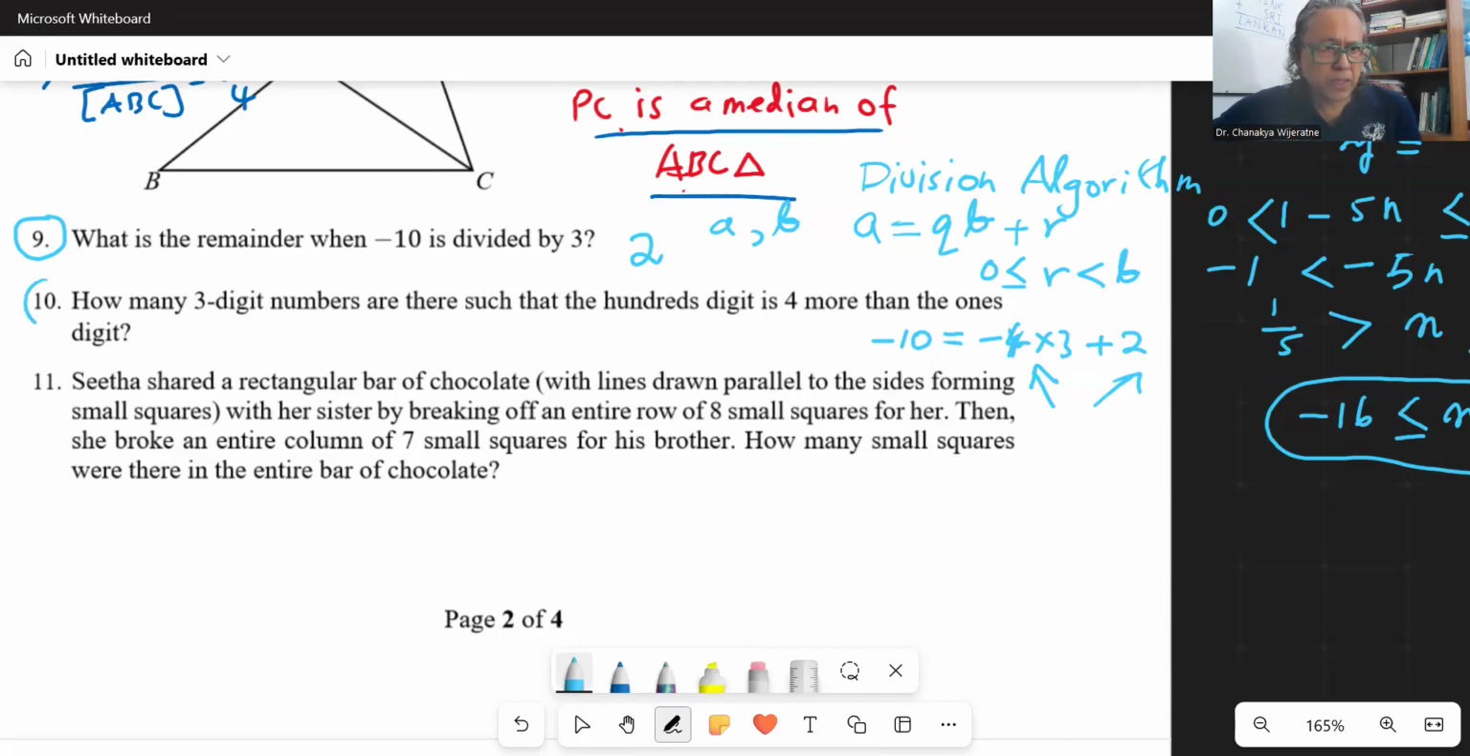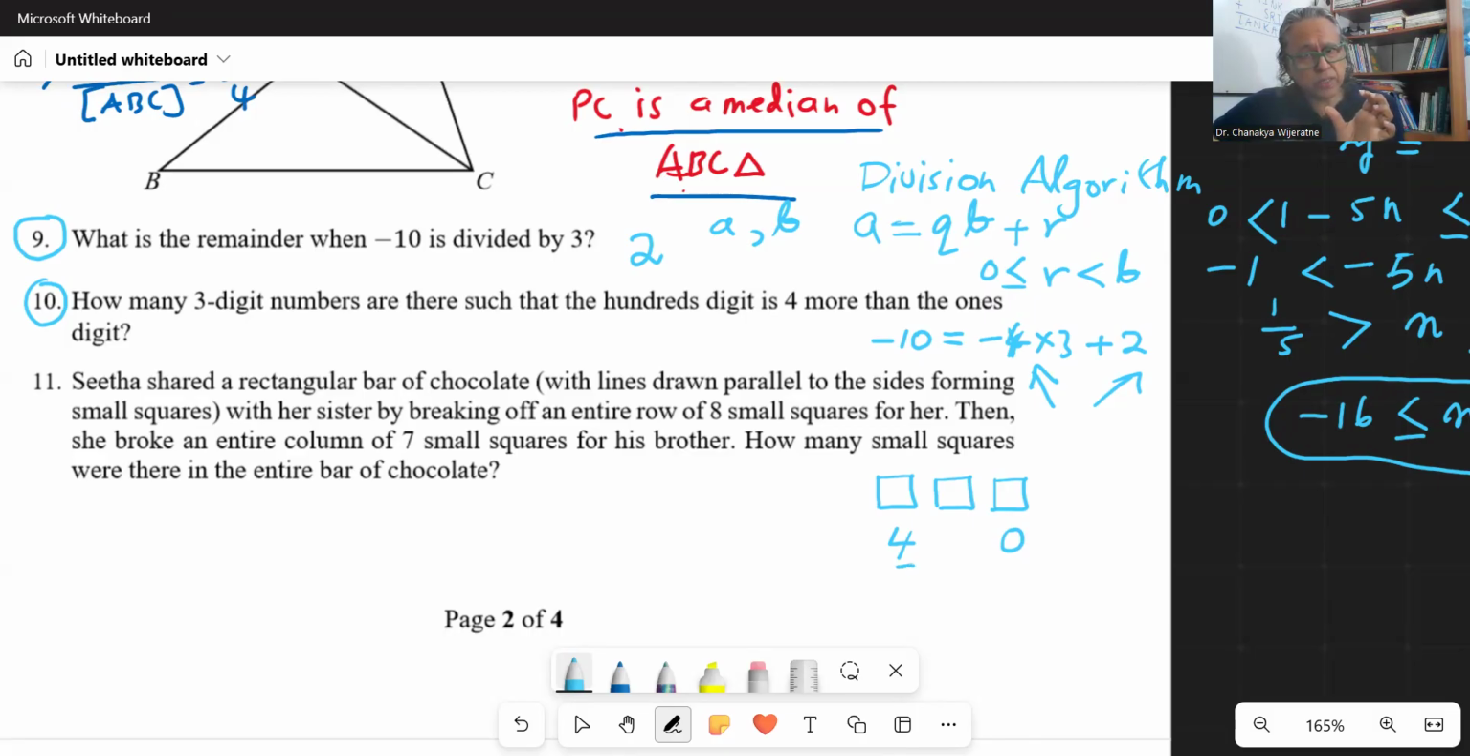Now, number 10. How many 3-digit numbers are there such that the hundreds digit is 4 more than the ones digit? Okay, so 3 boxes for the 3 places, 3 digits. And so the hundreds digit is 4 more than the ones digit. So we can start with 4 in the hundreds place, and then the ones digit is 0. So let's look at all the possibilities.